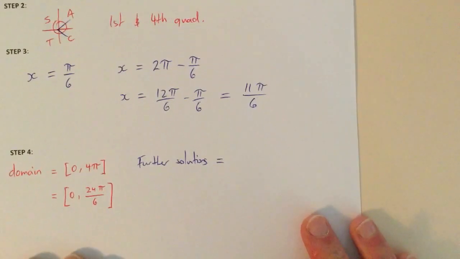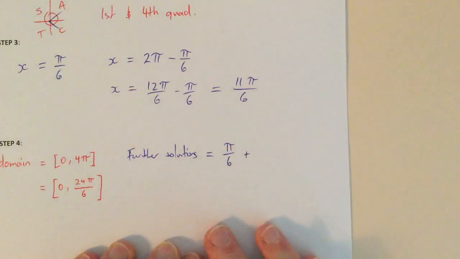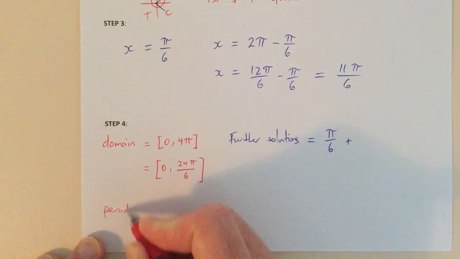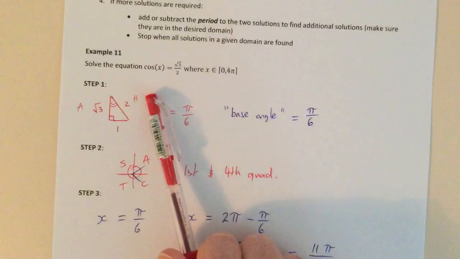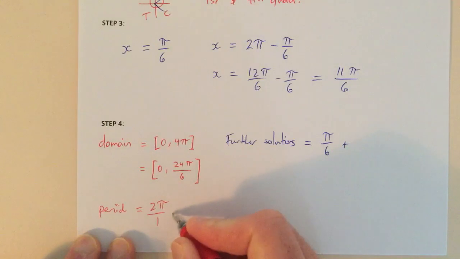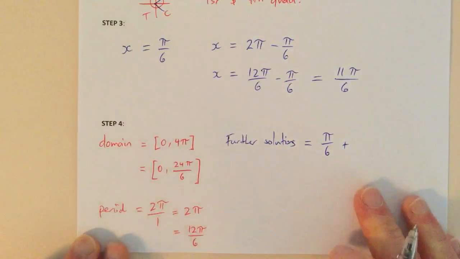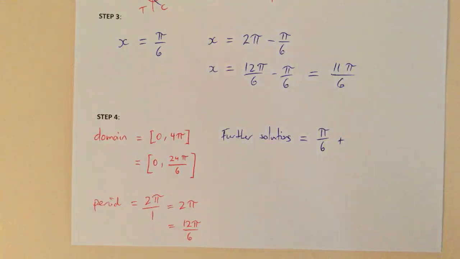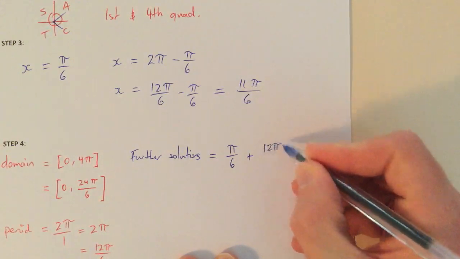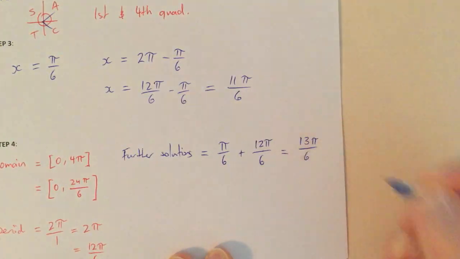So the further solutions will come from taking our 2 existing solutions, the first one being pi on 6, and adding the period. The period of our function, which is cos of x, is 2 pi on n, and in this case it's just 2 pi on 1. So the period is 2 pi, or 12 pi on 6, because in this question, with our values all being over 6, that might be more helpful to think of. So our further solutions are pi on 6 plus the period. Pi on 6 plus 12 on 6 gives us 13 pi on 6.